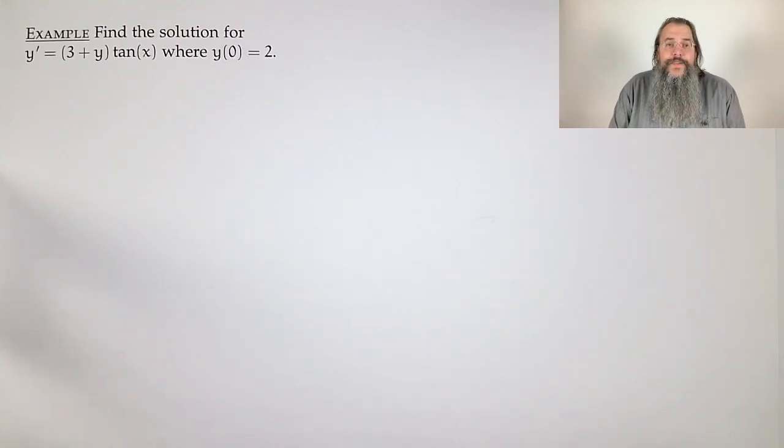All right. So find the solution for y prime equals 3 plus y times tangent of x, where y of 0 equals 2. All right. Great.